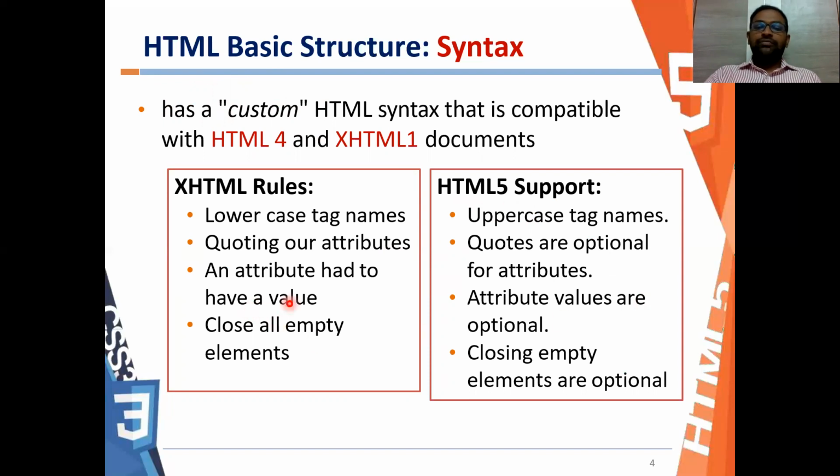The third difference is that in XHTML an attribute must have a value, but in HTML5 the values are completely optional. And XHTML requires closing all empty elements, but in HTML5 closing empty elements is totally optional. We will see what closing empty elements means. These are some of the differences between XHTML and HTML5.